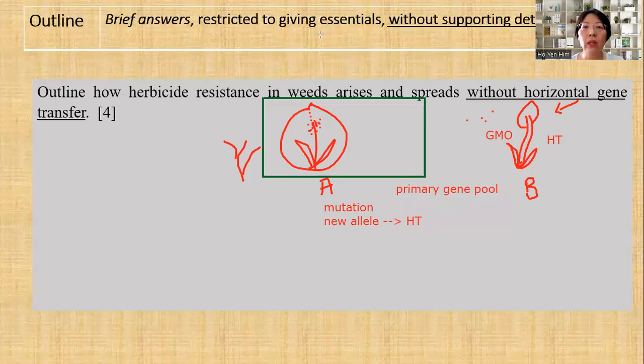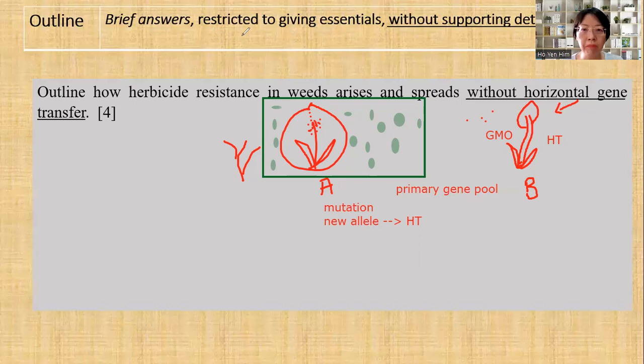So I will use this to represent each plant. Okay, here, a bit dark, but never mind. Let's say each one of these is a plant. So these are all the plants in this population. All of them are species A. Among all of them, this particular one has got a mutation during meiosis, right? And then the new allele confers herbicide resistance.